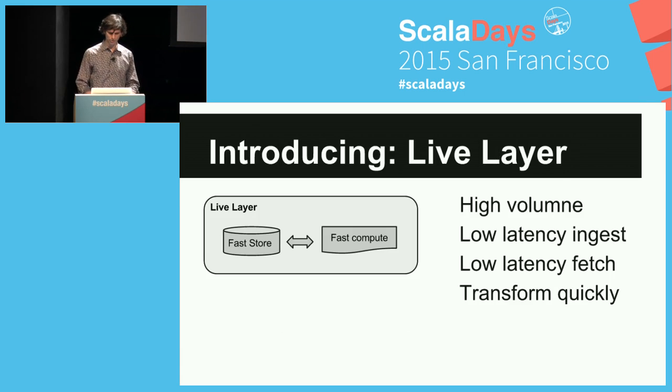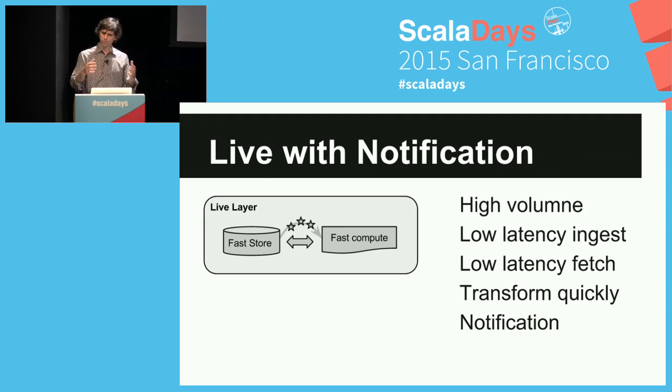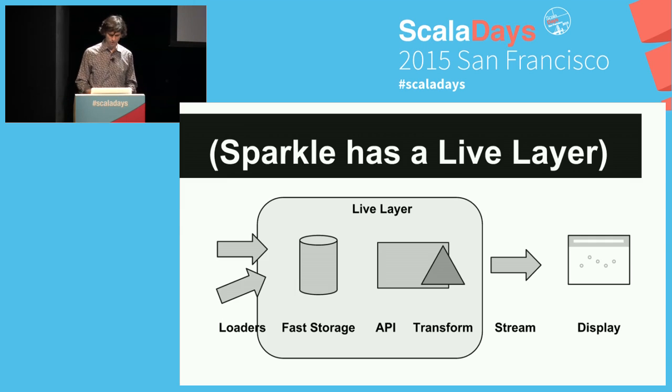So I want to introduce the idea of what I'll call a live layer: a fast storage, high volume ingest, connected with a fast computational layer, and furthermore you can trigger the computational layer based on data being inserted, either with triggers or some other notification mechanism. I'm interested in that idea because in the visualization in Sparkle, we're kind of building one of these things. You could just squint at it, a sort of live layer in the middle there.